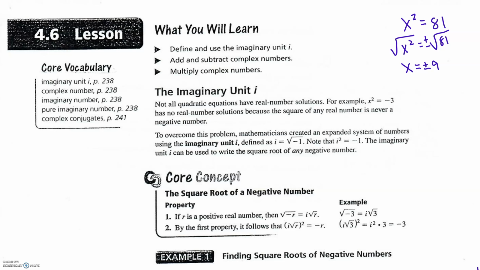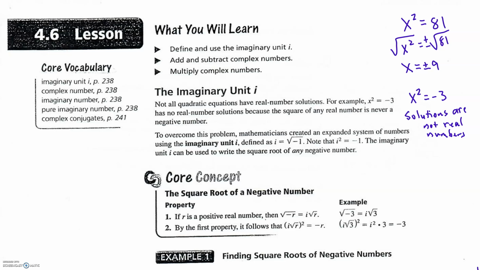Negative 9 times negative 9 is also 81. So two solutions. But when we have an equation like x squared equals negative 3, there are no real numbers that are going to satisfy that equation. No real number solutions. Because if I have a positive squared, it's going to be a positive. If I have a negative squared, it's going to be a positive. So the solutions to this are not real numbers. There are solutions, but they are not real numbers.